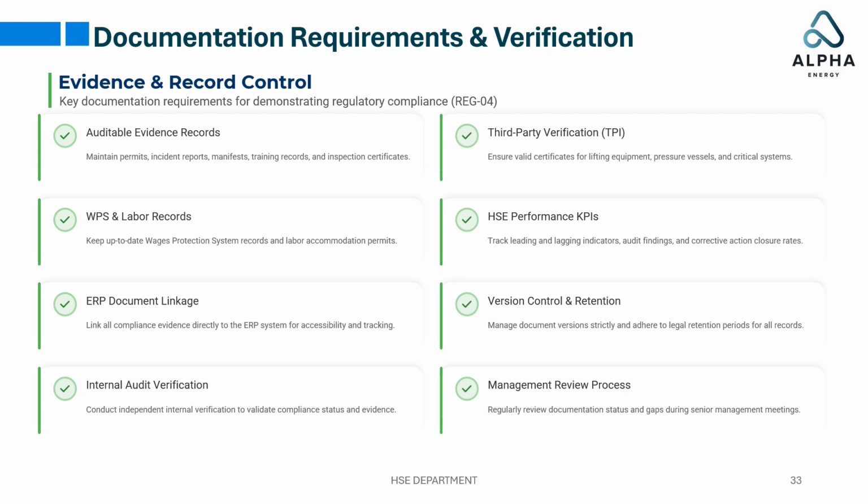Finally, compliance documentation is validated through internal audit verification, where independent reviews confirm the accuracy of compliance status and supporting evidence. The results are then reviewed through the management review process, where senior management evaluates documentation status, compliance gaps, and improvement actions as part of the organization's governance and continual improvement framework.